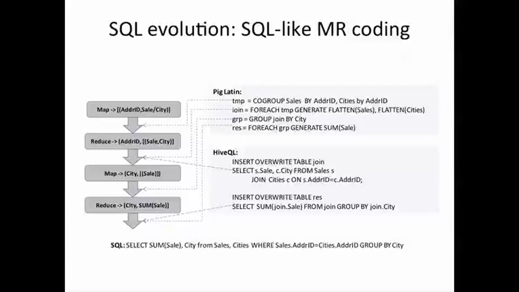SQL, which was the standard language for database processing on relational databases, has also evolved along with the evolution of MapReduce as a programming paradigm. SQL by itself is difficult to compile directly into MapReduce, and a finer level of programming is required to get reasonable efficiency. There are two languages which are popular in this regard.